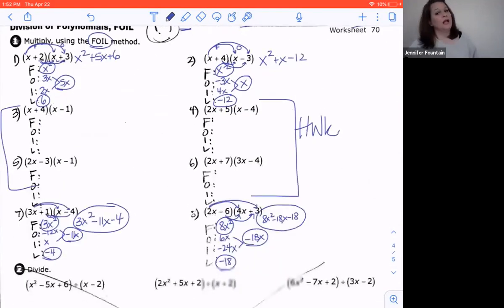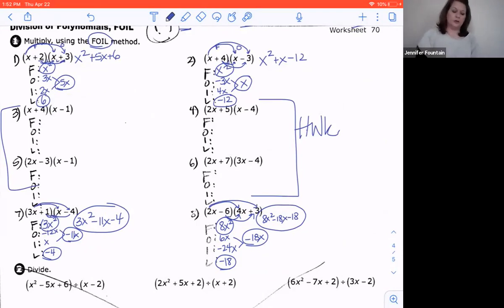And then when I multiply a binomial times a binomial, we use what we call the FOIL method. We do that by multiplying each term of the first binomial by each term of the second binomial, combine like terms to write our final answer. Any questions on that? Any questions?